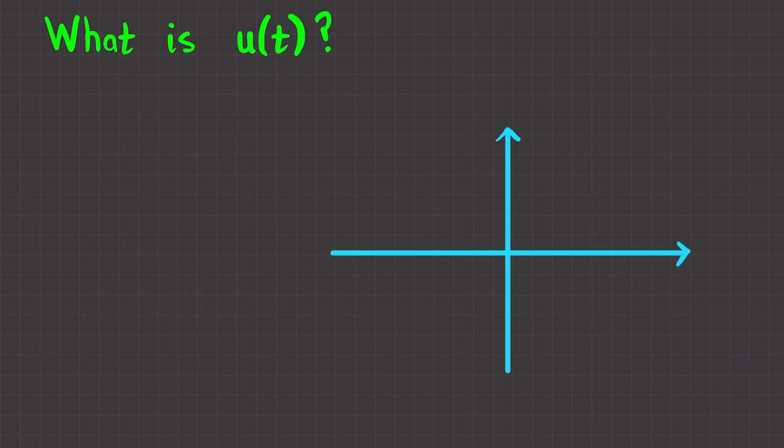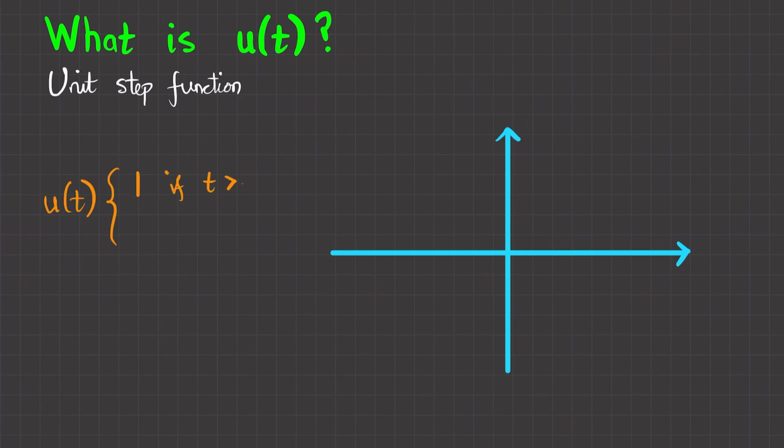So what is u of t? It's the unit step function. But what is the unit step function? Well, in short, it's the function that we're multiplying by the entire equation to say what actually happens to it. So u of t will be equal to 1 if t is greater than or equal to 0, and it will be equal to 0 if t is less than 0.